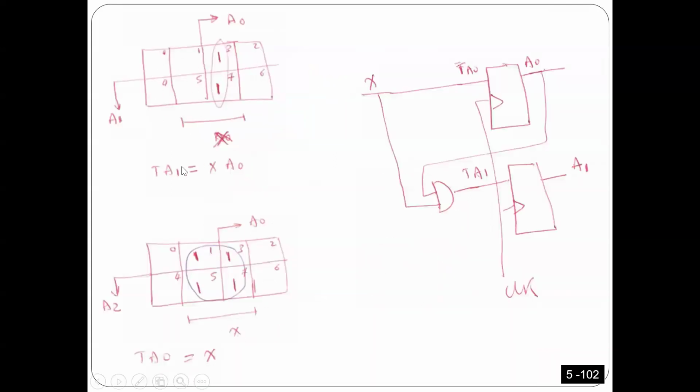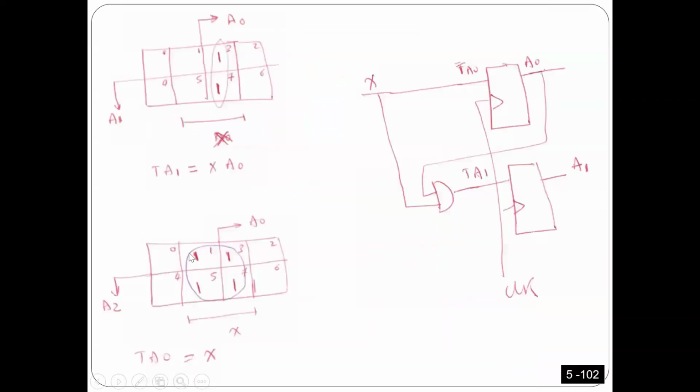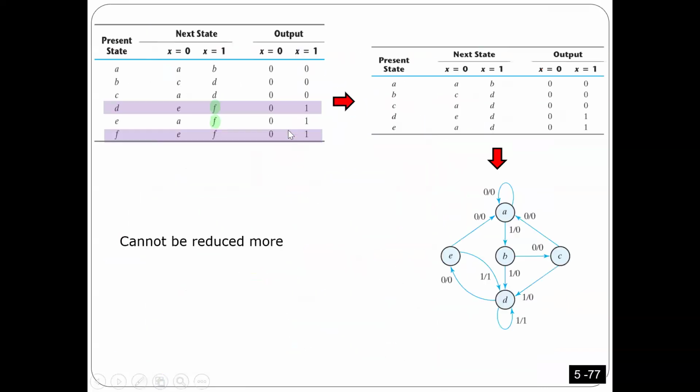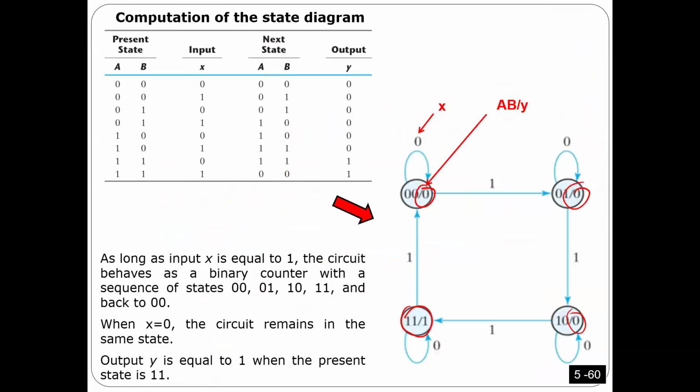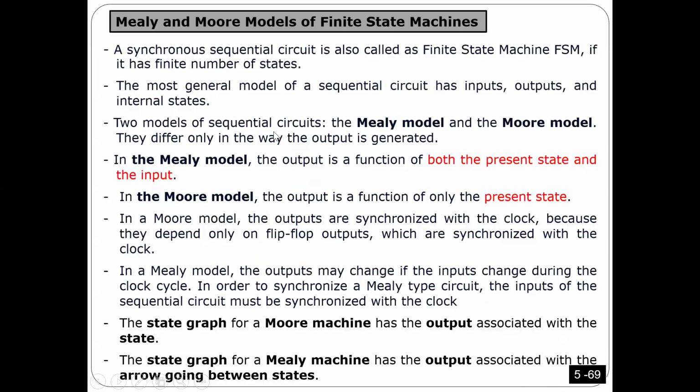So when I use the K-maps, I found T of A1 equals X A0, which is this column here. This column also I have to do. I found T of A0 is equal to X. If you see this circuit, it will be similar to the circuit we had before. Let's go back. One of them has X, which is actually B. One of them has an AND of X and B. I think that's exactly the same thing as this.